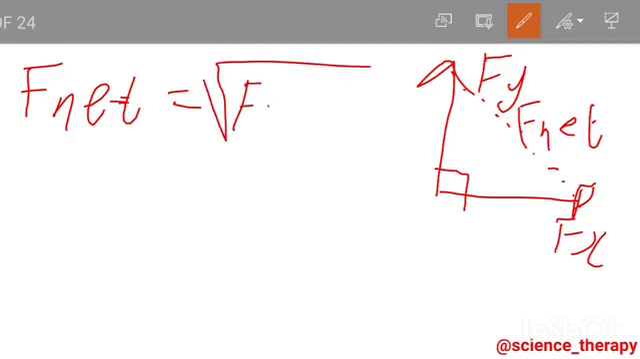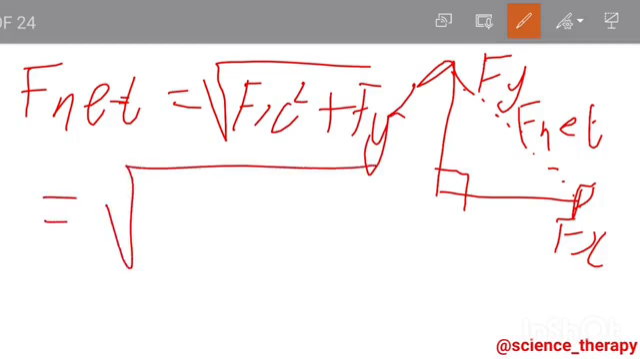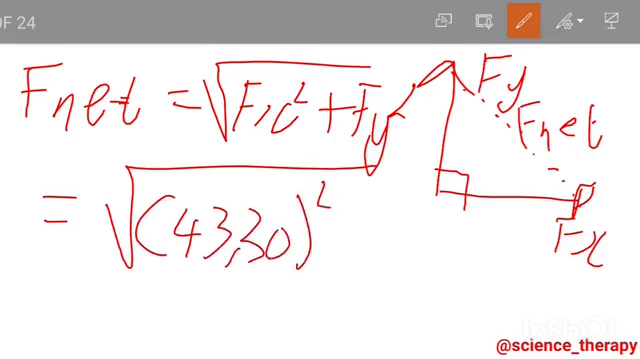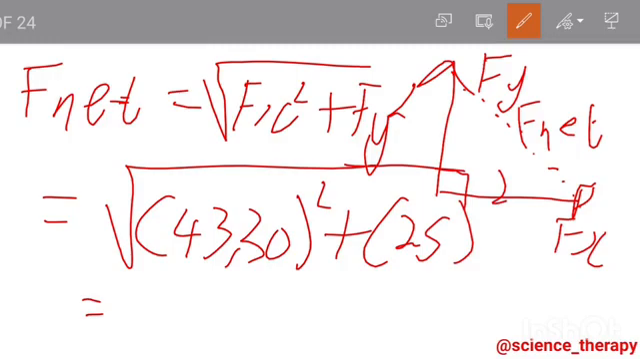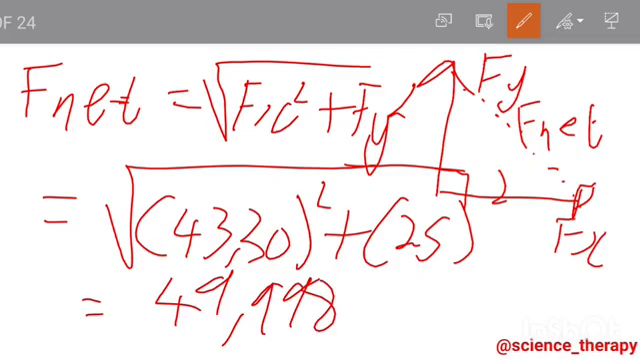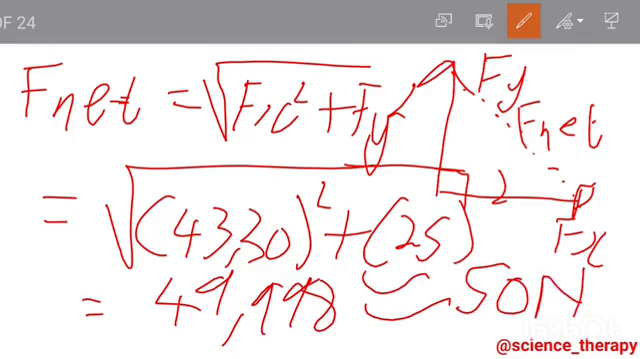So it goes Fx squared plus Fy squared. And what's your Fx? We had 43.30 squared plus 25 squared. Then you punch that in your calculator, you have 49.998, which if you just round this off, you're going to have 50 newtons. Correct. Now let's say they wanted the direction.